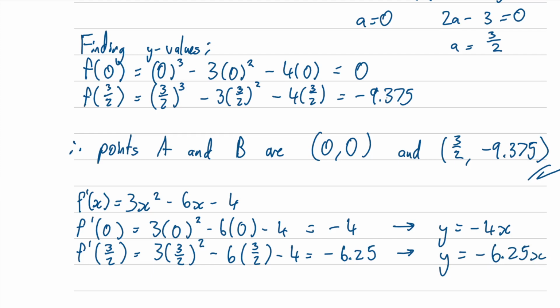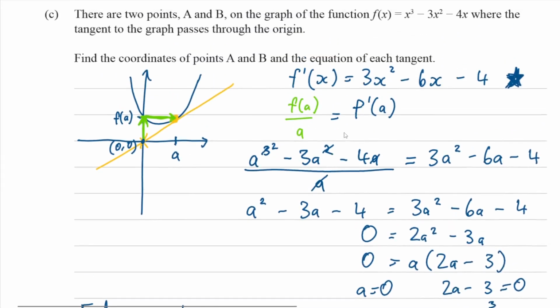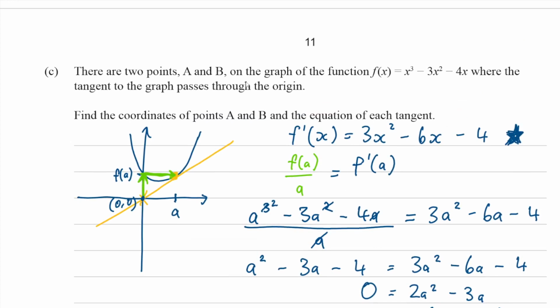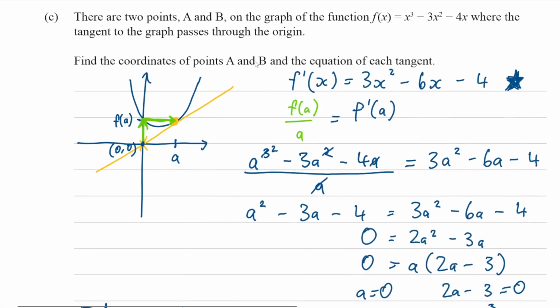Alright, so let's recap this question. Starting off with a function, a cubic, where two tangents to that cubic pass through the origin. Dealing with a tangent, our first step was to find the derivative. And actually if you did that and made some progress to the solution, you would get achieved. We then did a little sketch to acknowledge that the gradient of the tangent, the green, rise over run, must equal the gradient of the function at the same x value. So we introduced a just to avoid confusion.